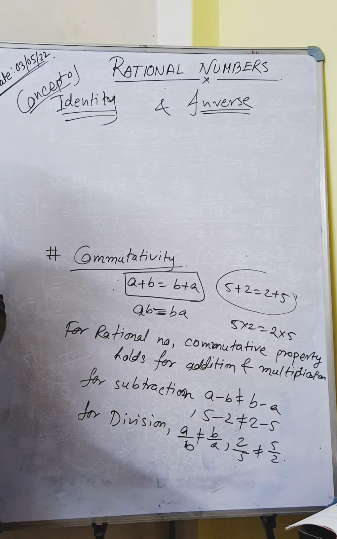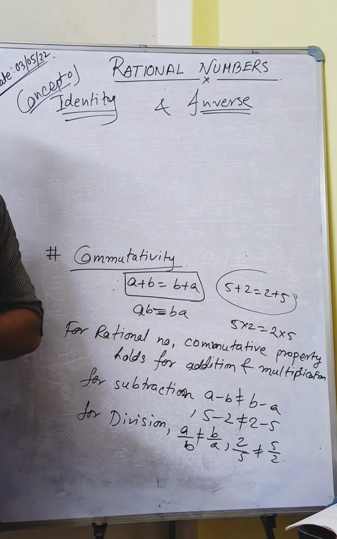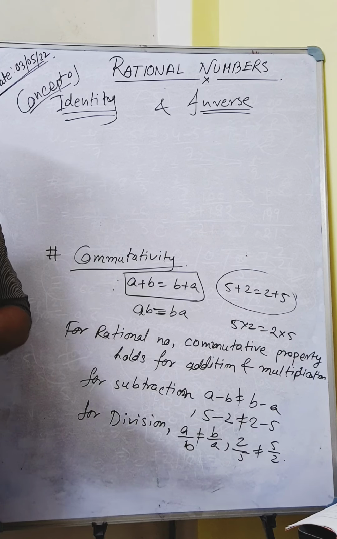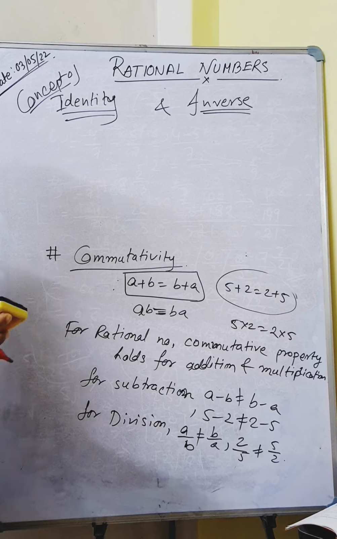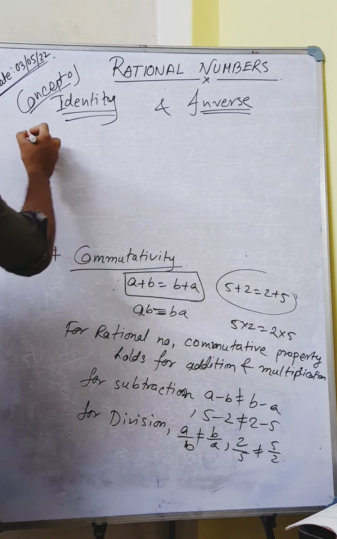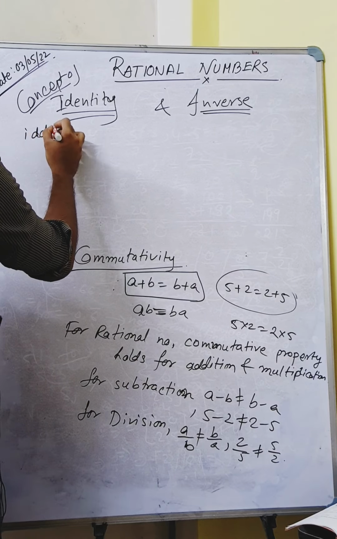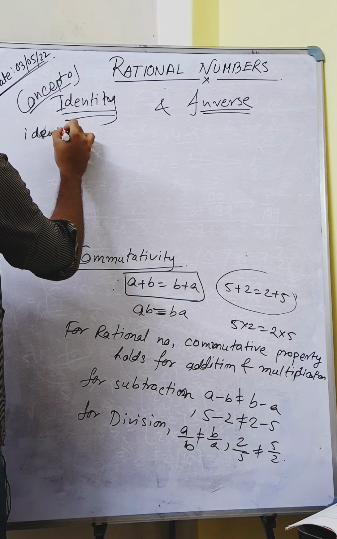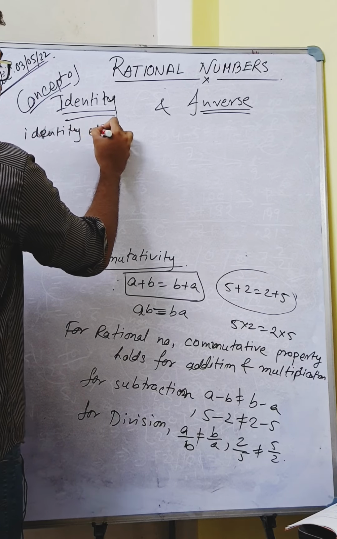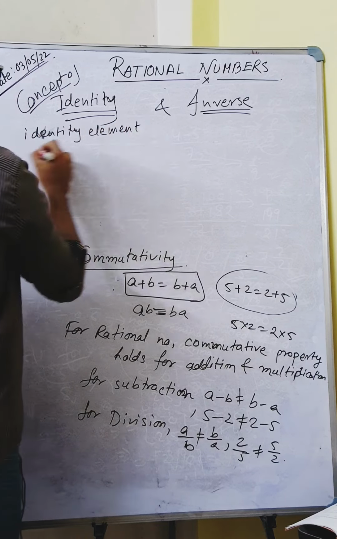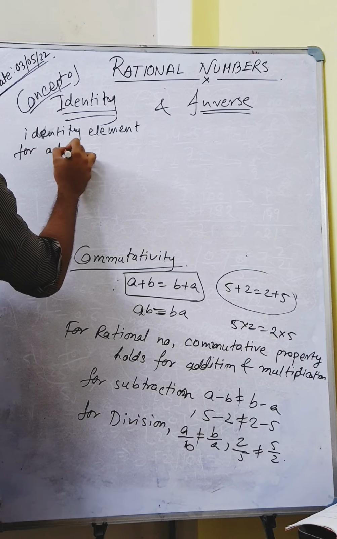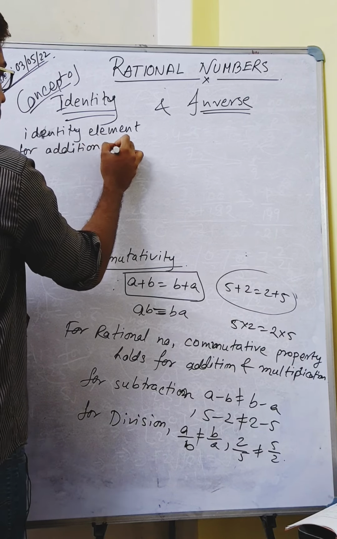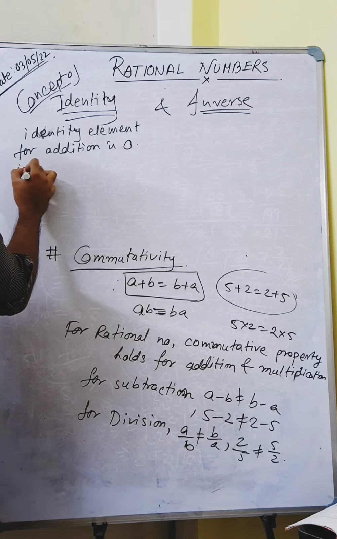দেখো সাপোজ যদি একটা এগজাম্পল দিই, 1 এর সাথে কত অ্যাড করলে 1 আসে? 0. 5 এর সাথে কত অ্যাড করলে 5 আসবে? 0. That means identity element for addition is 0.